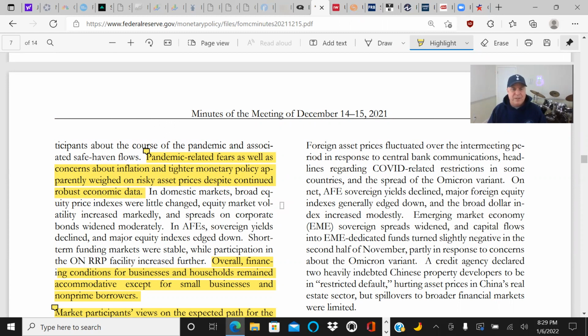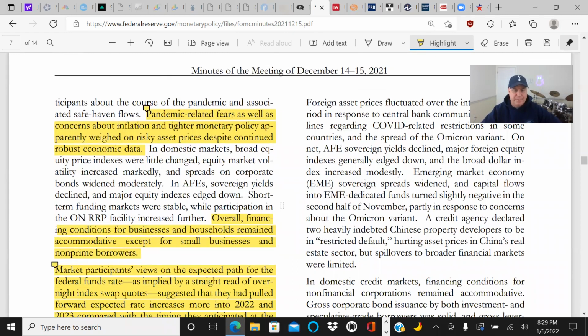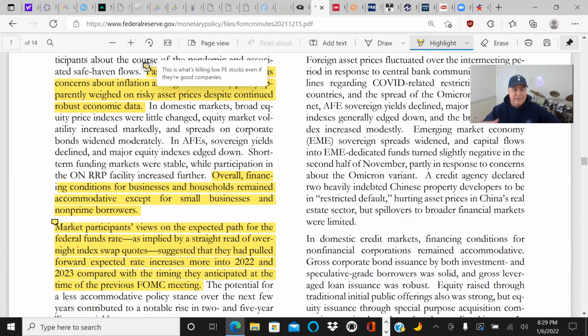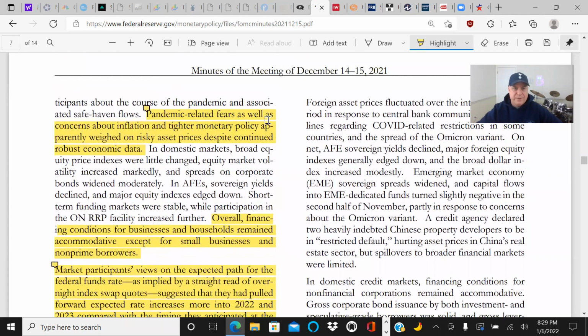Pandemic-related fears, as well as concerns about inflation and tighter monetary policy, apparently weighed on risky asset prices despite continued robust economic data. Okay, so basically, this is actually really important now I think about it. This is what's killing those high PE stocks. Basically, they're considered a risky asset, right? Even though there's robust economic data, pandemic-related fears, as well as concerns about inflation and tighter monetary policy, are killing those high PE stocks. They're killing the ones with no earnings or very little earnings.